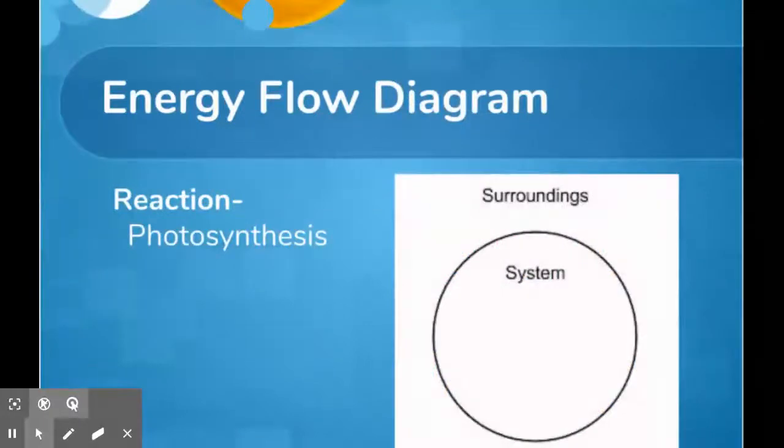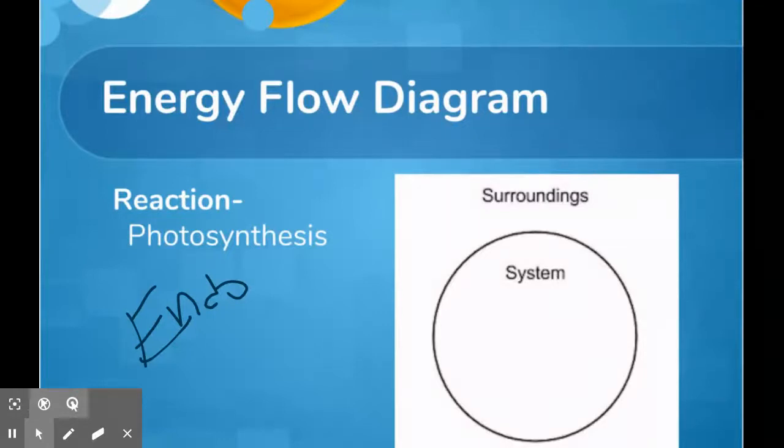Okay, so now we're going to learn how to draw an energy flow diagram. The reaction we're dealing with is photosynthesis, and you first need to determine whether this is an endothermic or an exothermic reaction. We know from earlier that anytime something is growing, that is an endothermic reaction. So when a plant performs photosynthesis, it is growing, and that is an endothermic reaction.